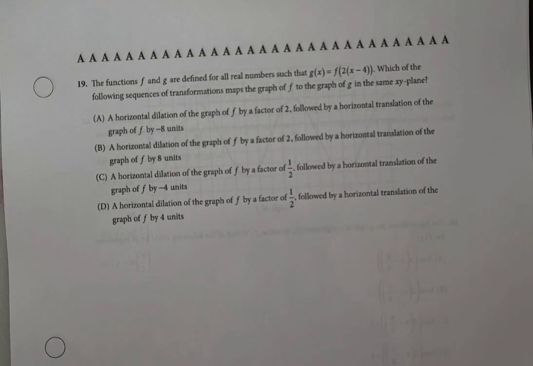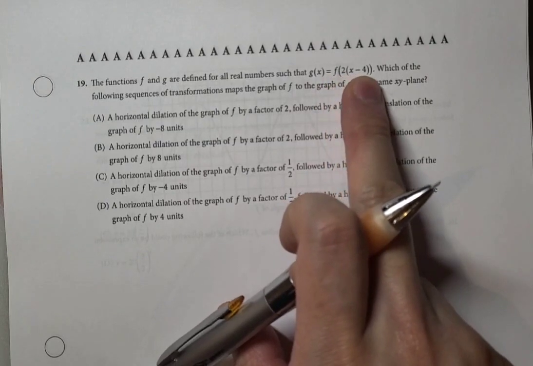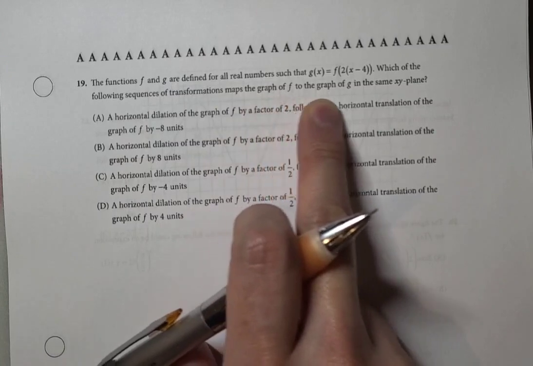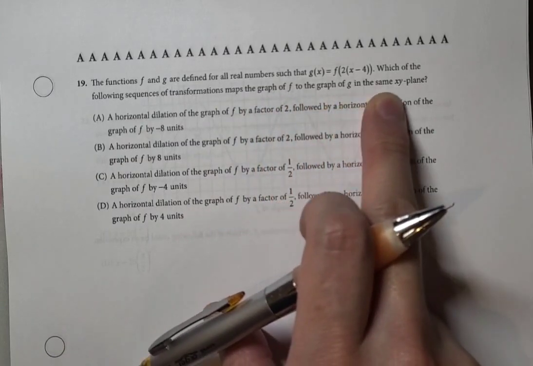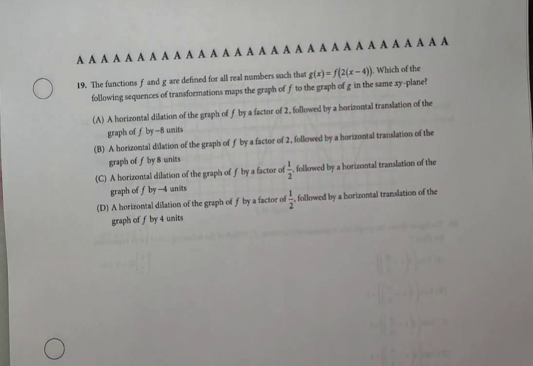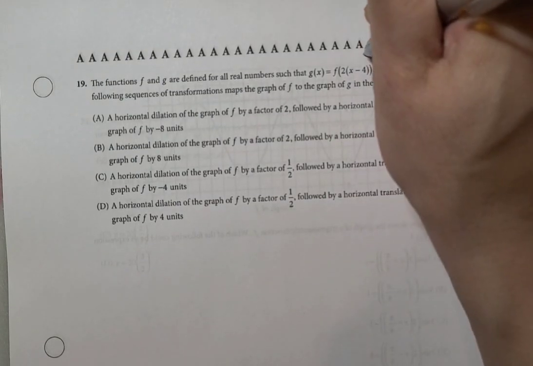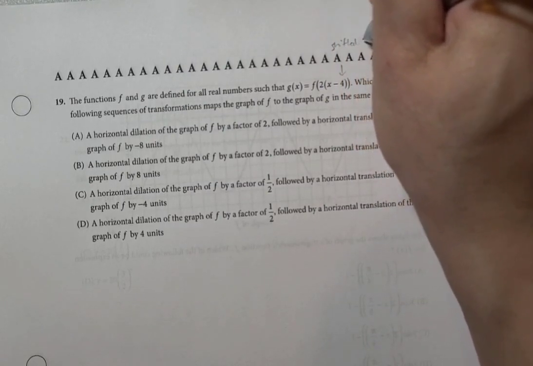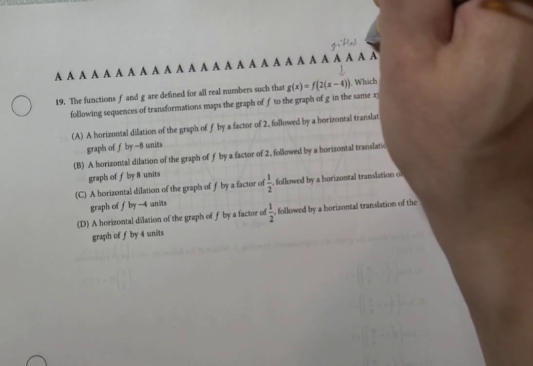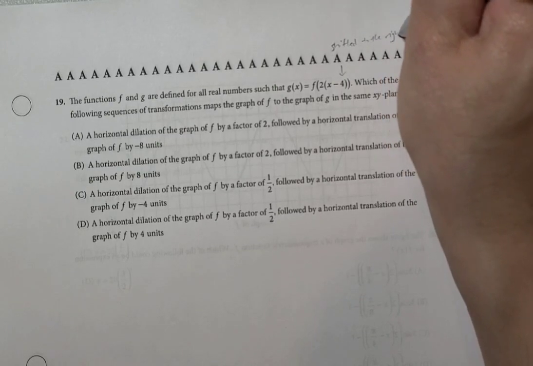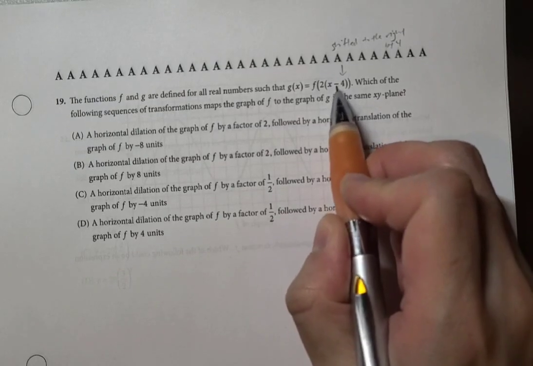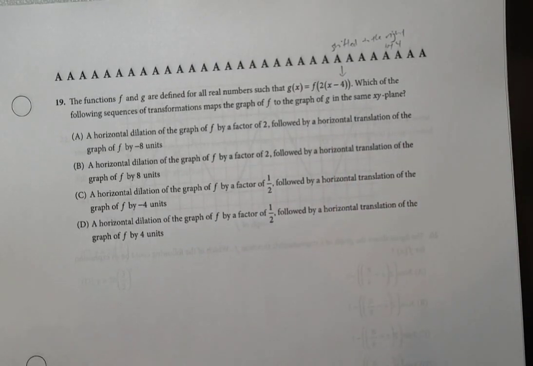Functions f and g are defined for all real numbers such that g of x is f of 2x minus 4. Which of the following sequences of transformations maps the graph of f to the graph of g in the same x, y plane? Okay, so here we see that it's shifted to the right by 4. And as I said in a previous video, when it's minus, that means it's shifted to the right.